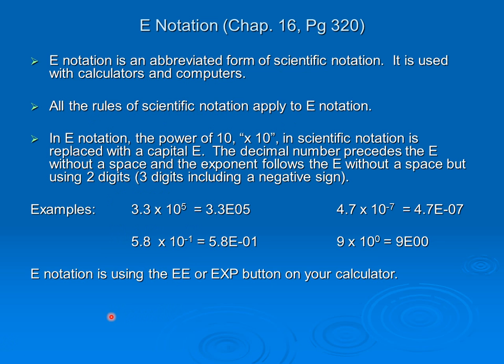Okay, in the calculator, we sometimes write the scientific notation using E instead of 10. For example, instead of writing 3.3 times 10 to the power 5, we write 3.3 E05. A lot of scientific calculators work like this, just the basic ones. For example, 5.8 times 10 to the power minus 1, we replace 10 by E basically. So we just write 5.8 E negative 01.